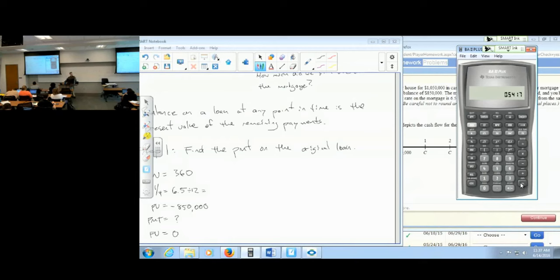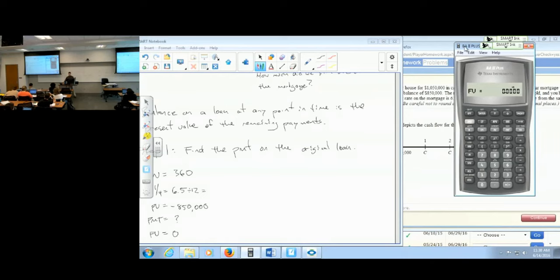and press equals, and it's showing me 4 decimal places, because that's what I have my calculator set to, but remember it's worked out to 13. So while it's on the screen, I'm going to press the I over Y key, for that 13 decimal version. Then type in the original loan balance, negative 850,000, press PV, zero's future value. Once I've got 4 of the 5 put in there, I can hit compute.